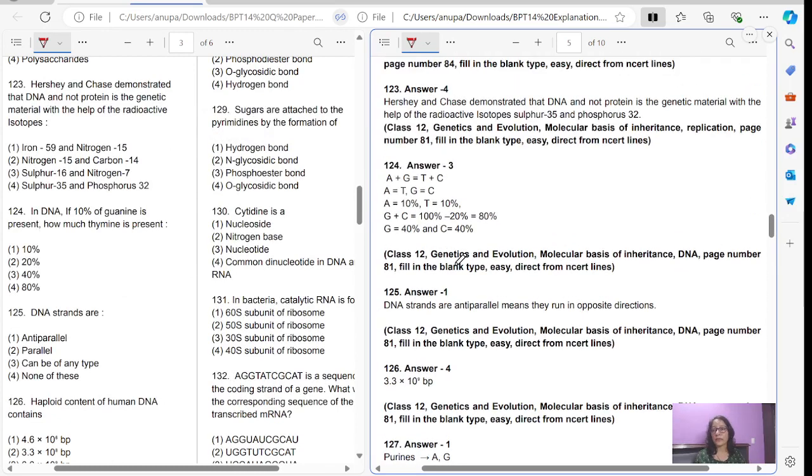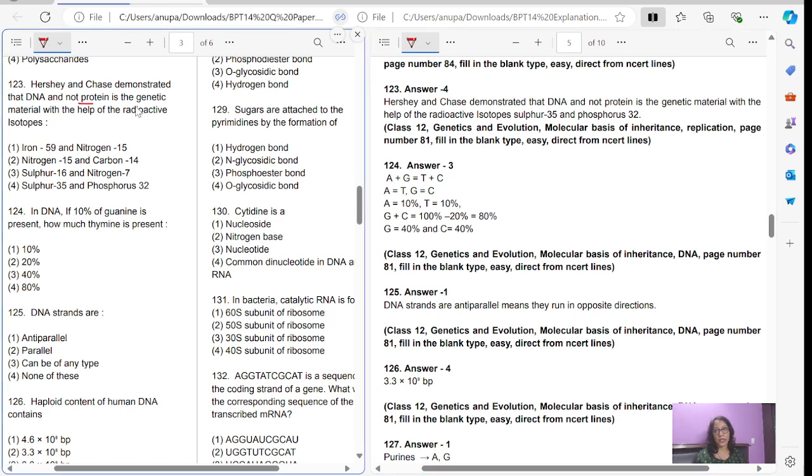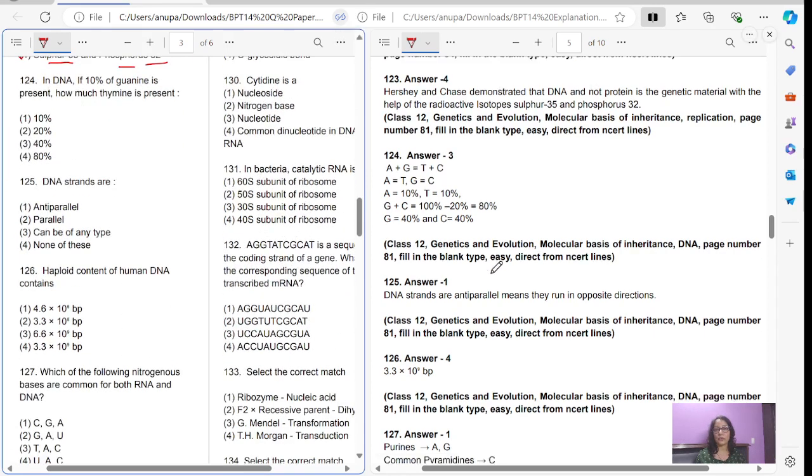Now let's move to the next question, that is question number 123. It states that Hershey and Chase demonstrated that DNA and not protein is the genetic material. Yes, Hershey and Chase conducted an experiment there, and there they proved that DNA is the genetic material and not the protein. Now the question says that with the help of radioactive isotopes, we have to find out which radioactive isotopes they used to prove that DNA is the genetic material. So they proved that DNA is the genetic material by using radioisotopes sulfur 35 and phosphorus 32. So the answer will be option number 4. He used sulfur 35 and phosphorus 32 in his experiment to prove that DNA is the genetic material and not the protein. Now let's move to the next question, that is question number 124.